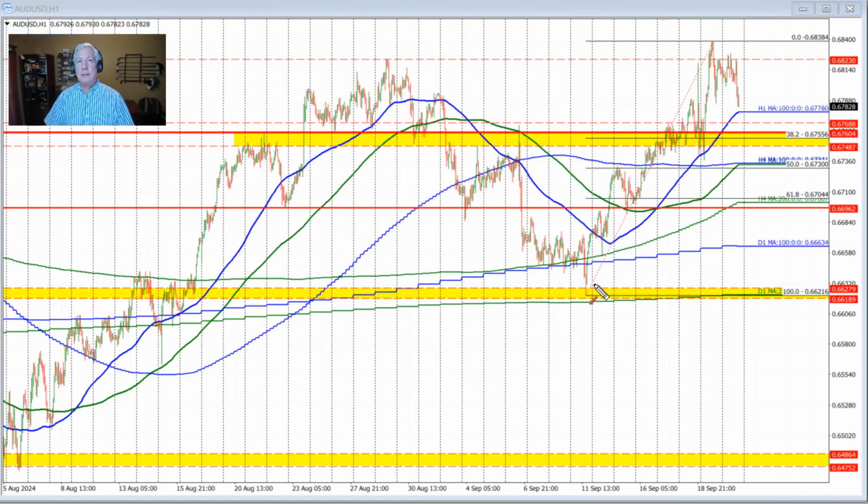This is a Forex quick look. I'm taking a look at the Aussie versus US dollars as we head toward the weekend. Today's date is September 20th, 2024. Let's get started. Over the last 9 or so trading days, we've seen a move to the upside.